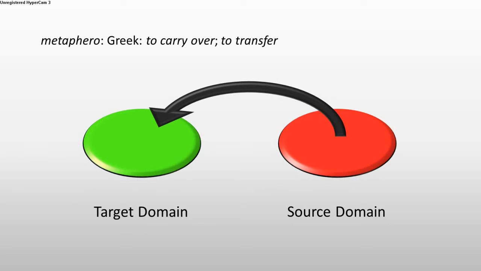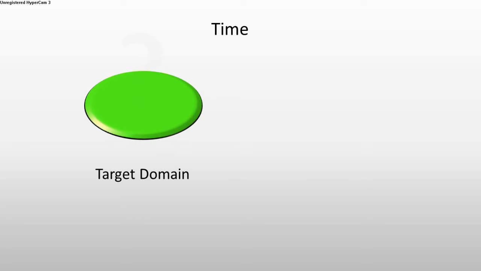Let me give you an example. Time. What is time? You see, we don't really know what time is, but somehow we want to talk about it. As you see here on the target domain, there isn't a picture of time because you simply can't find one.